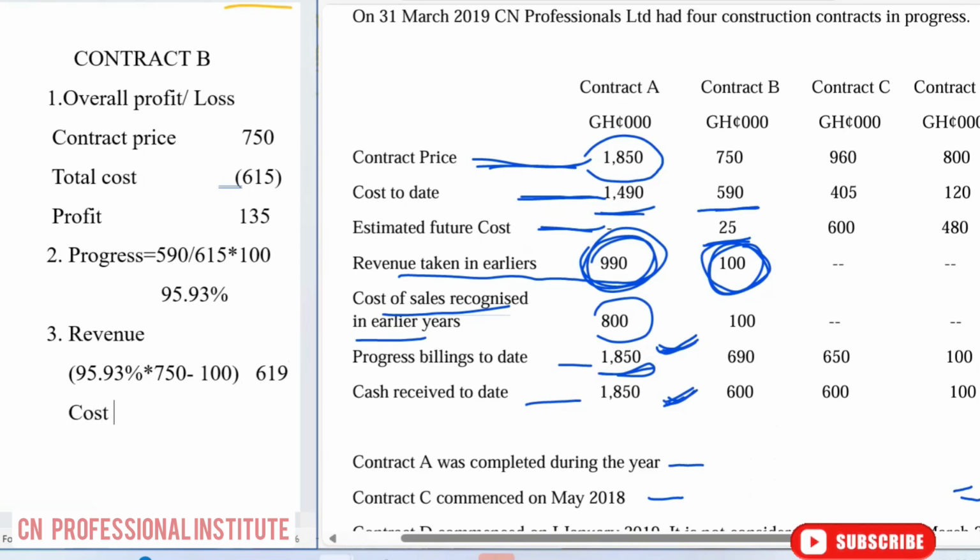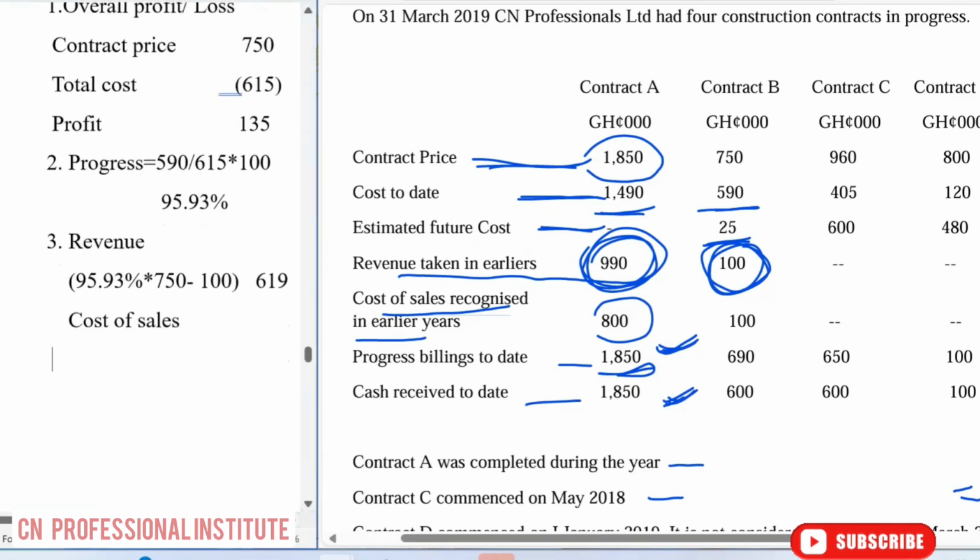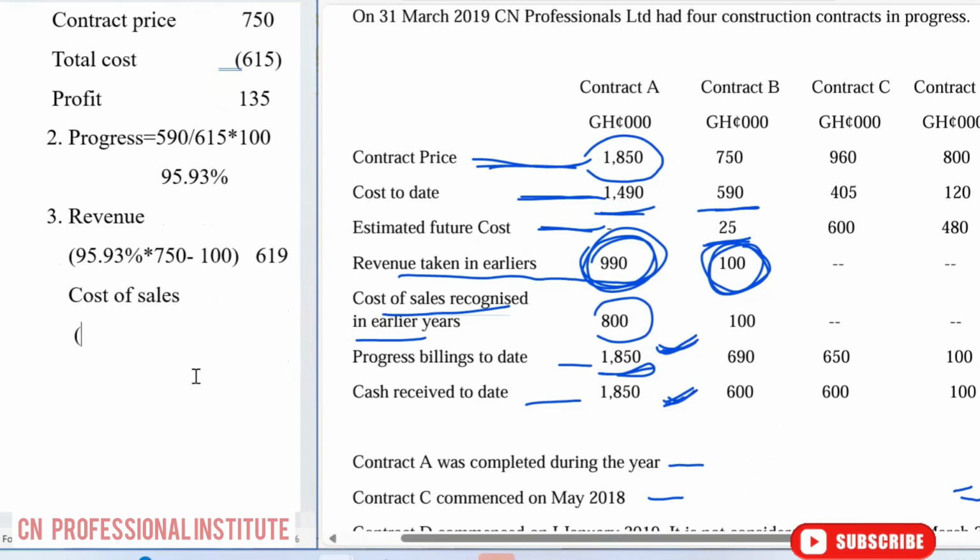Then we have cost of sales. For cost of sales, we pick cost to date. The same thing here, we pick cost to date, which for B is 590. But we need to deduct cost of sales recognized in earlier years, this 100. That will give us 490.